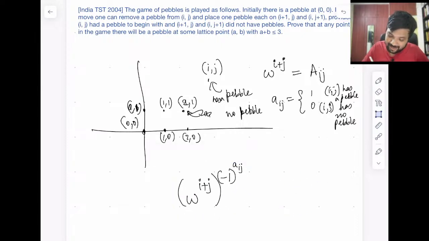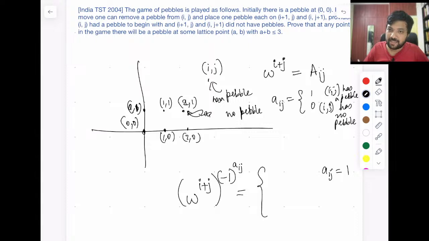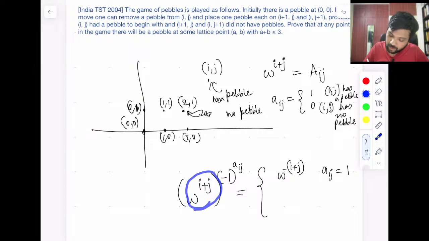All this is saying, if you are finding this scary, is this: if aij is equal to 1, which means ij has a pebble, then this will be omega power minus i plus j. Notice that when you put aij equal to 1, minus 1 power 1 becomes minus 1, so the whole thing is power minus 1, and it becomes omega power minus i plus j. If aij is 0, then minus 1 plus 0 is 1, so there will be just plus i plus j, so omega power plus i plus j.